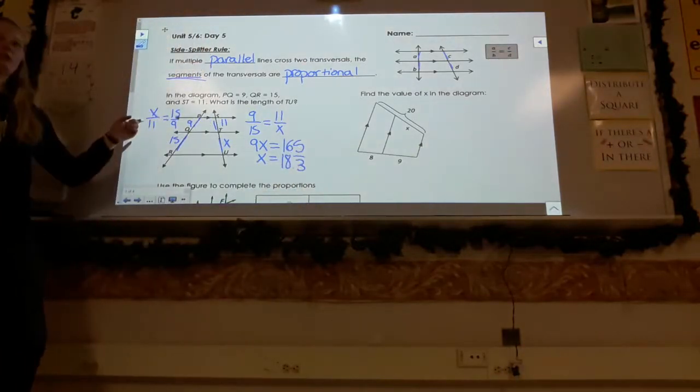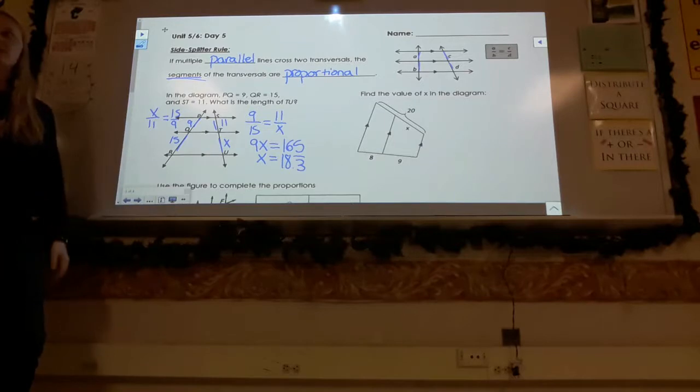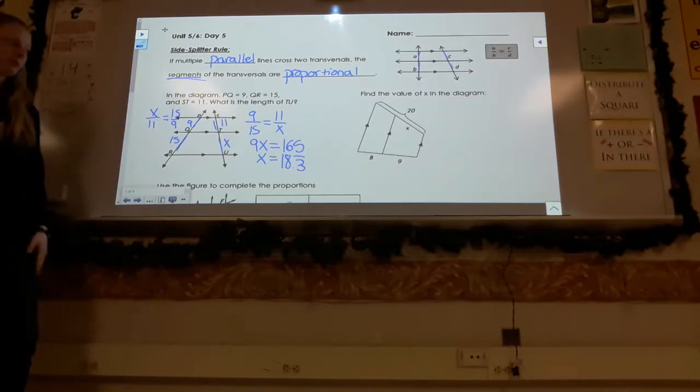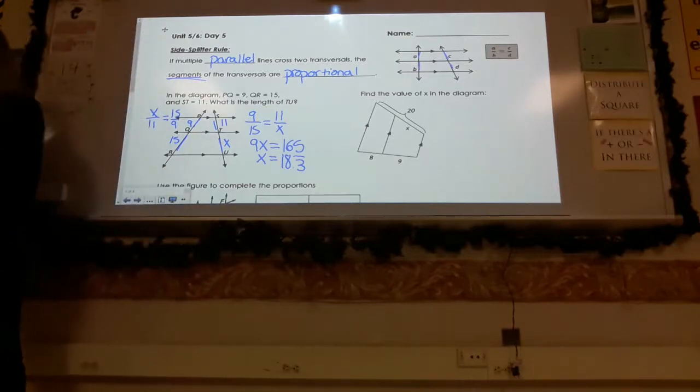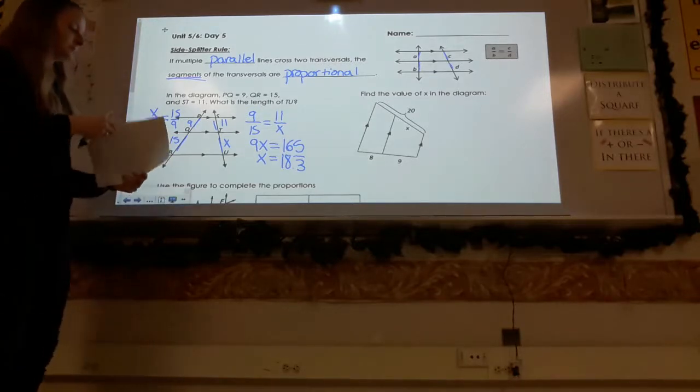Right? And if you solved this proportion, it would give you the exact same answer. It's just written differently, but they are equivalent. So your final answer here would be the 18.3 repeating. Okay? So the only thing different here is just how you look at the picture to write the proportion, but you still need to use a proportion to solve.